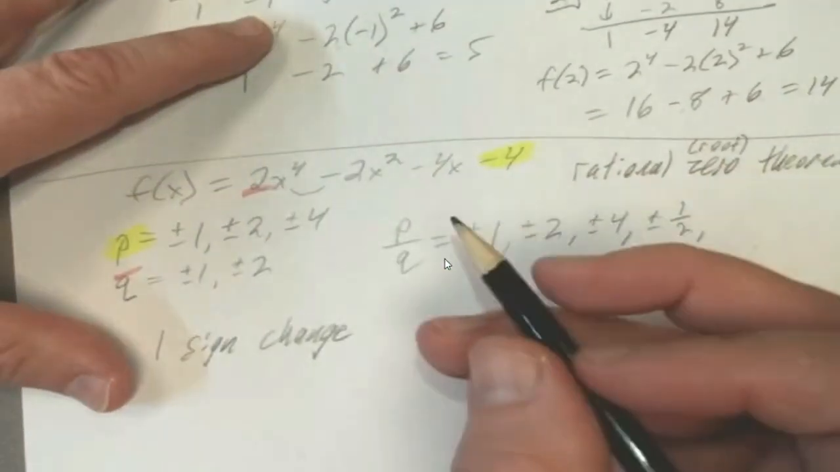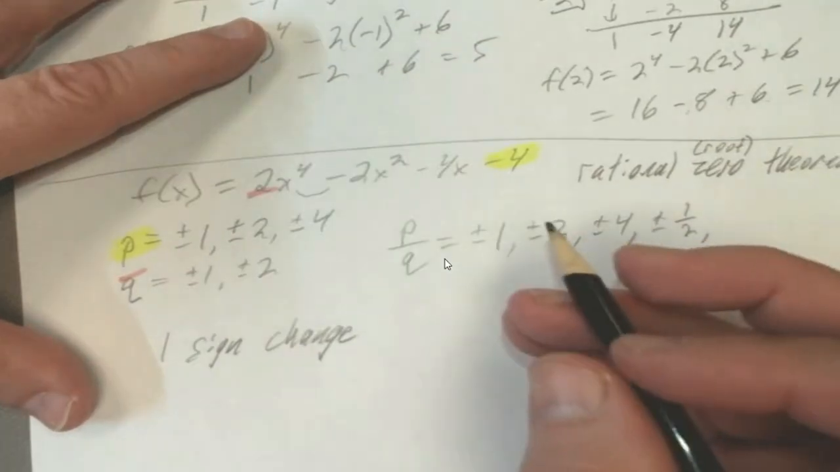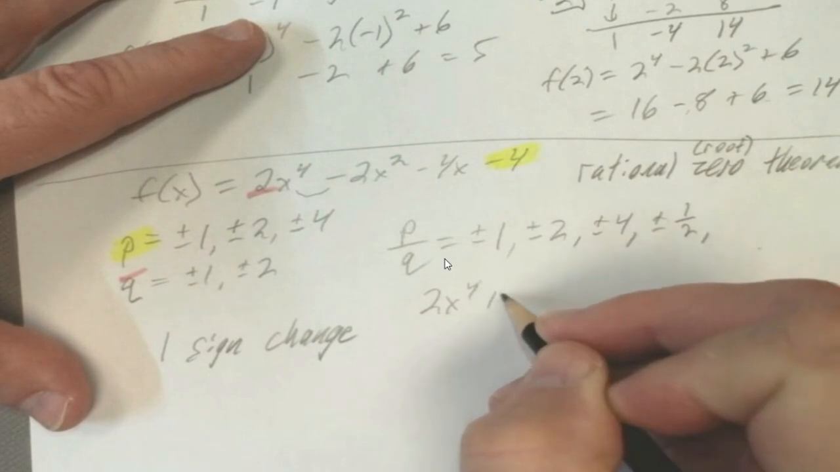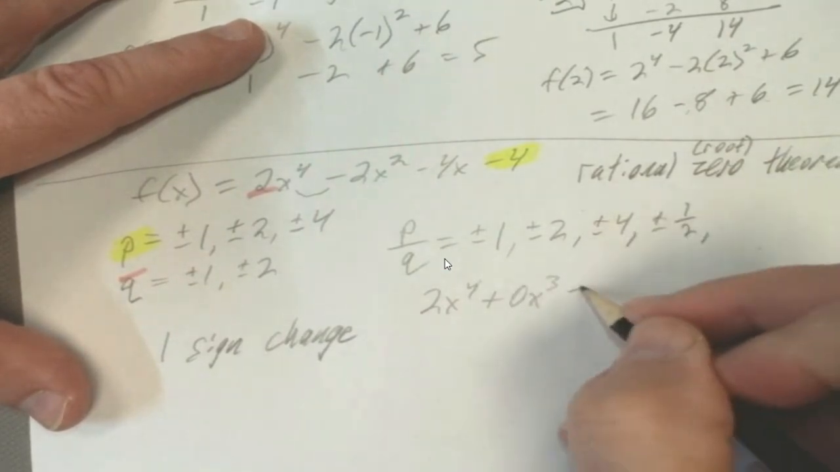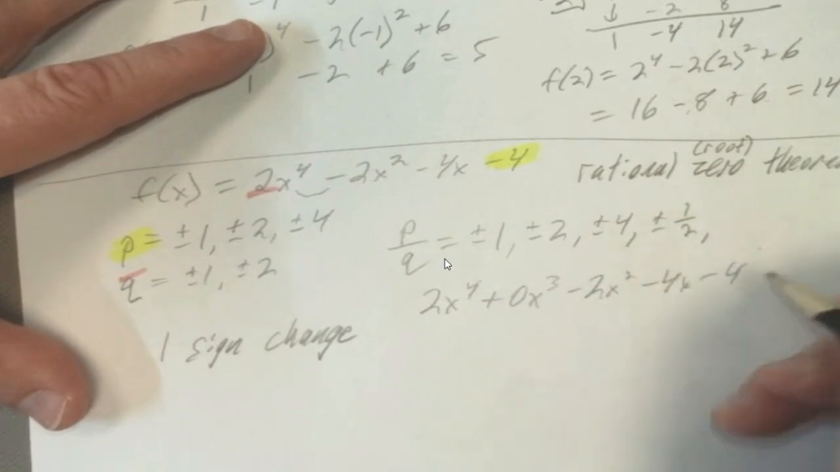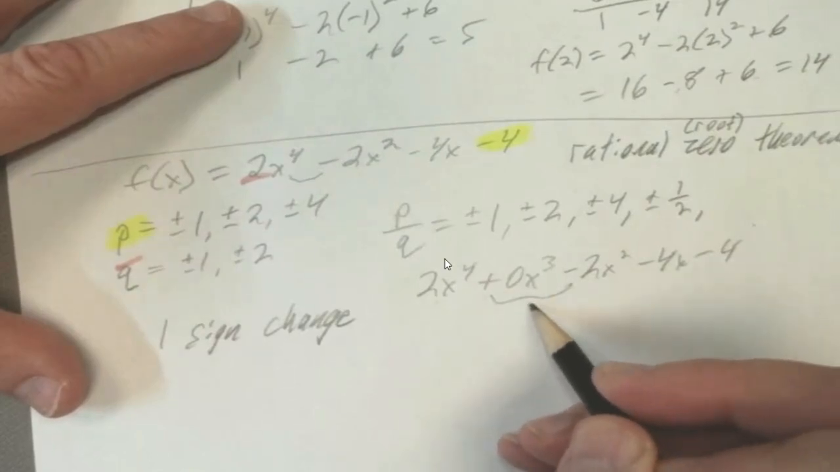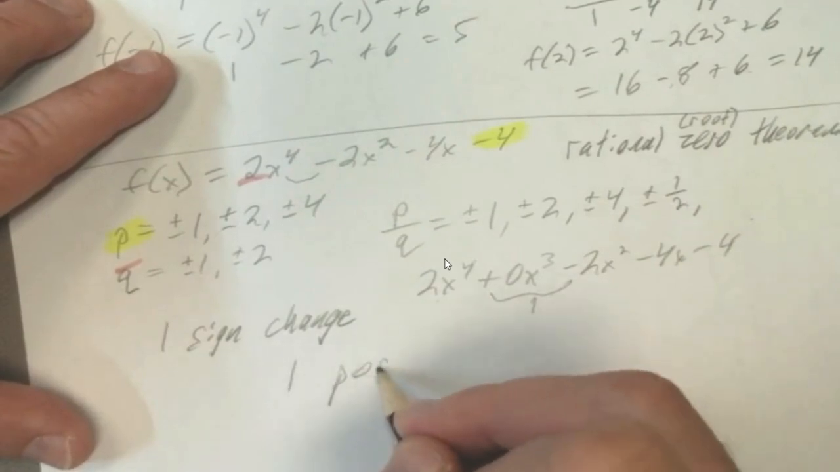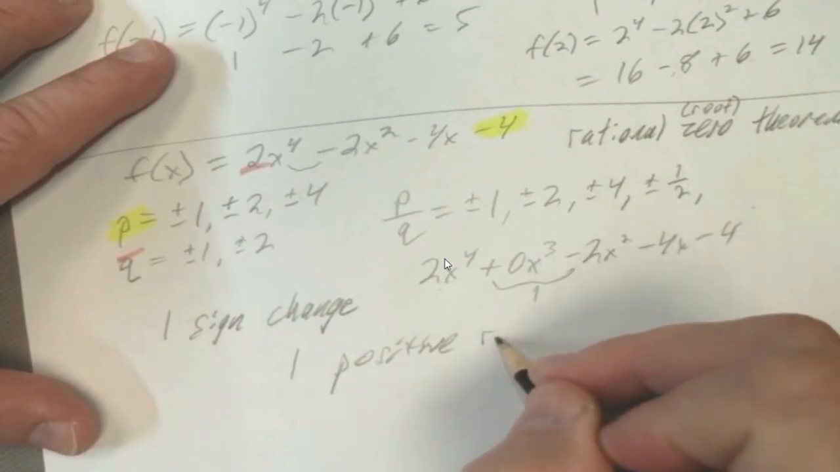consecutive coefficients, because there is a missing coefficient in there. This is actually 2x to the fourth. I don't know that it matters though, because this will be 0x to the third minus 2x squared minus 4. It's still just one sign change. Positive to a positive, positive to a negative, one sign change. So that means there's only one positive real root.